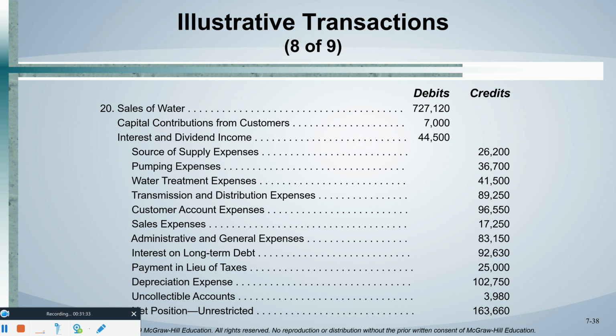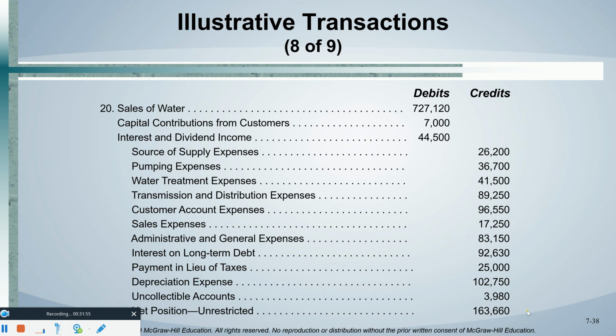Here's the closing entry at the end of the year. Yes, I know it looks a little scary because it's very long, but very simply put, we will close out our revenue accounts with debits. We're going to close out all of our expense accounts with credits, and the difference goes to unrestricted net position. This is the equity account. All gets closed out to equity.